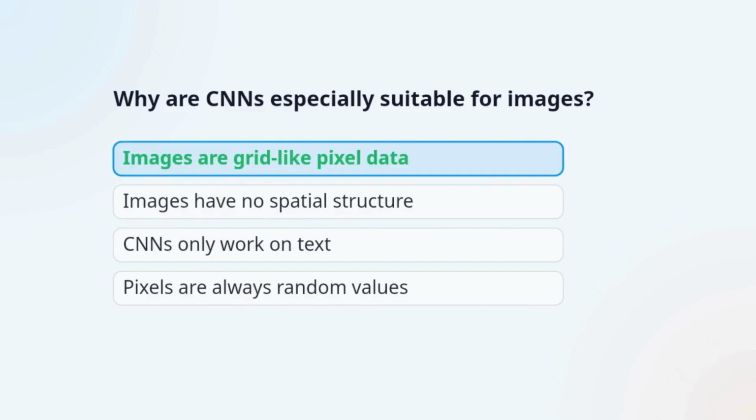The correct answer is, images are grid-like pixel data. CNNs are designed for grid-structured data, and images are made of pixels arranged in a grid. This lets the network detect local spatial patterns efficiently.